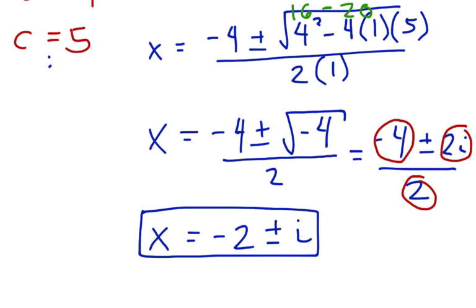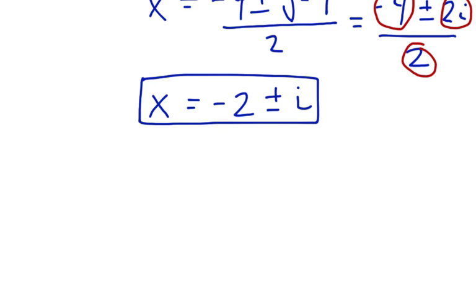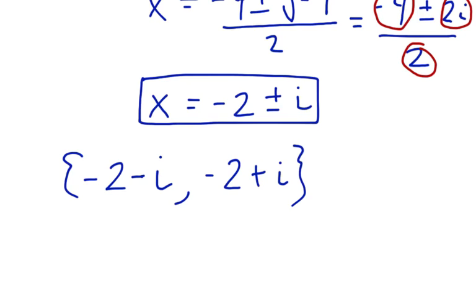I will write that also in our solution set notation. So negative 2 minus i and negative 2 plus i if you're a solution set person. And that is it. Hopefully that helps. Again, every problem's a little different, but just getting comfortable plugging into the quadratic formula.